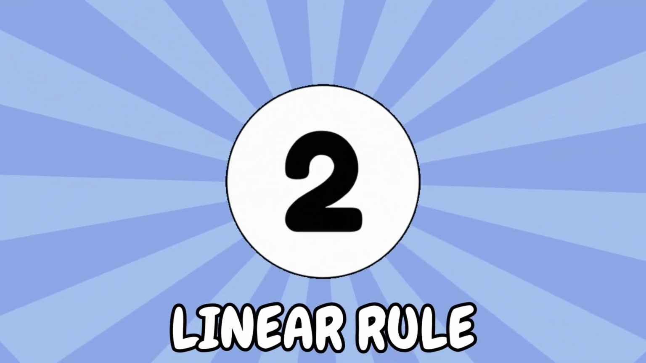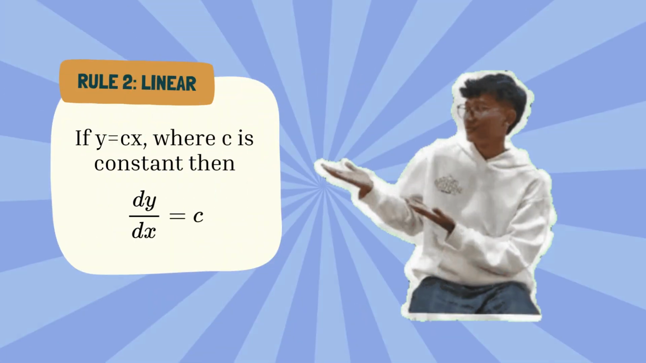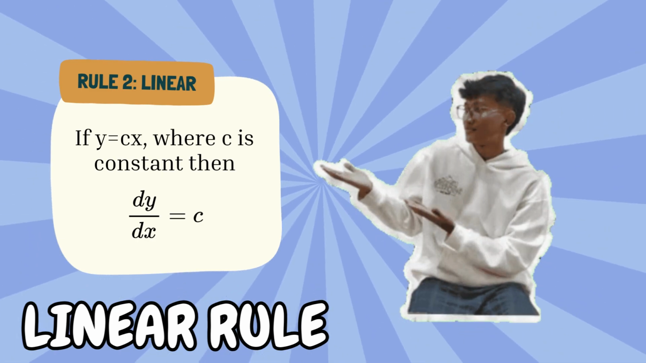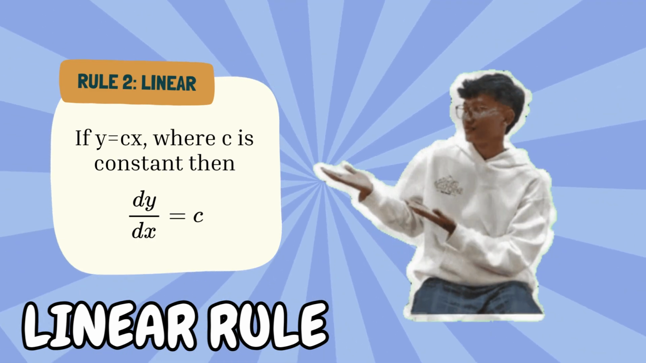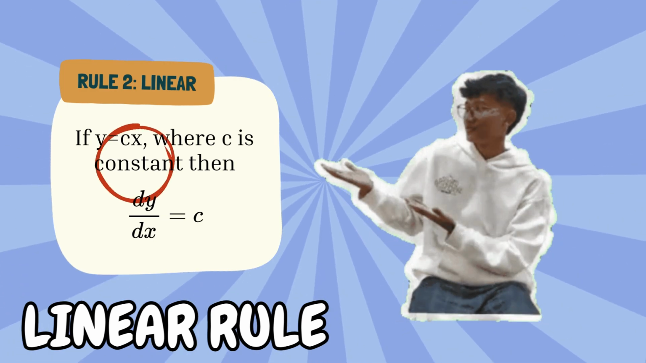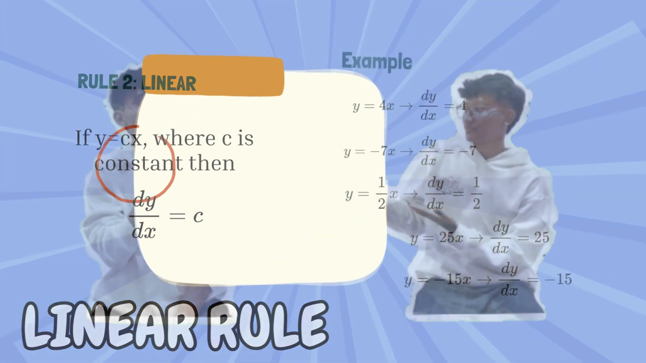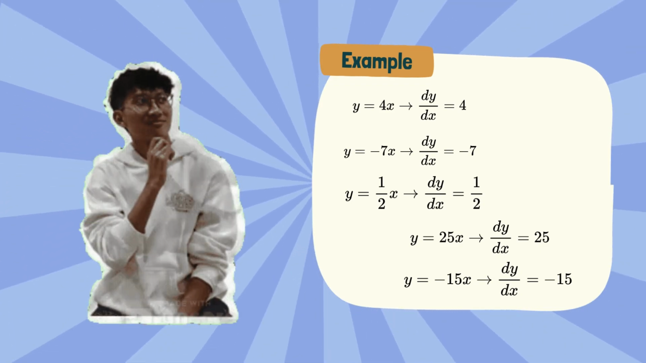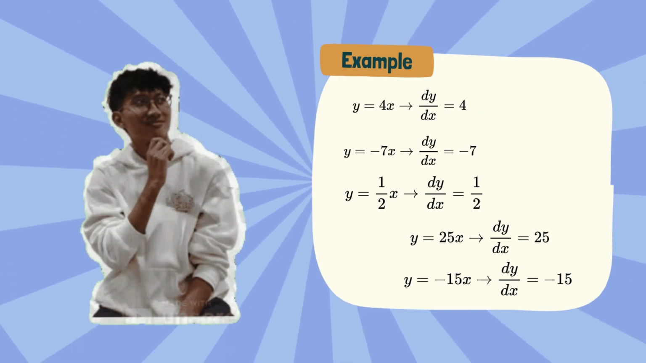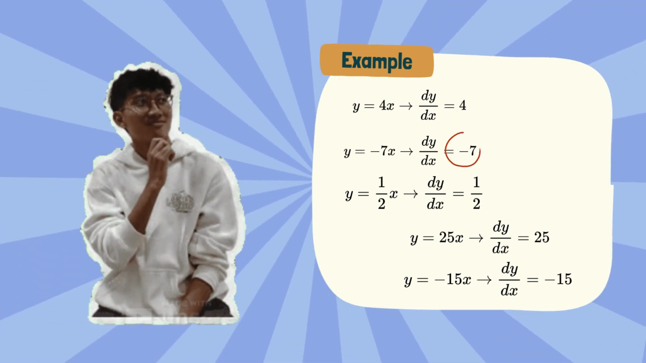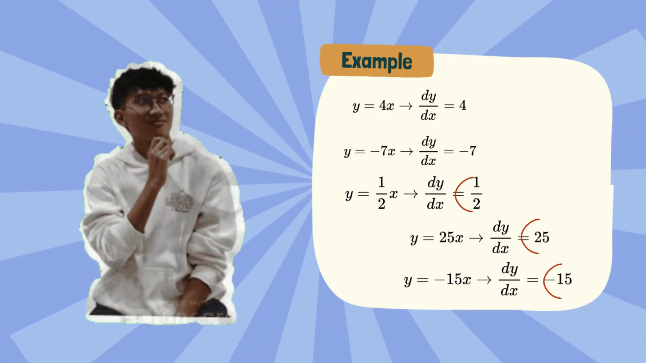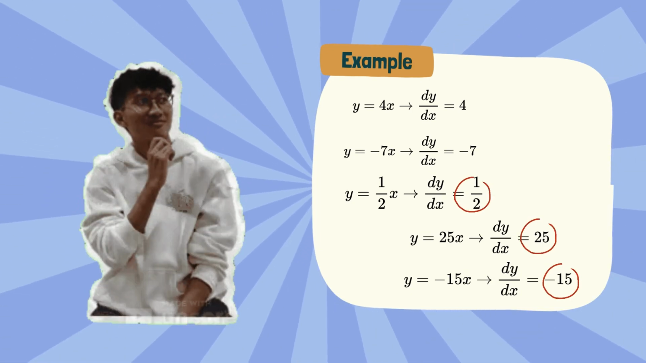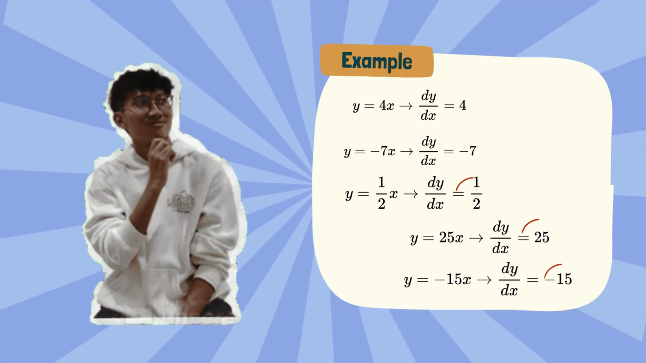Next is rule number 2, which is linear rule. If y equals cx, where c is a constant, then dy over dx is equal to c. It means that when we differentiate linear equations, you will always get the constant back. For examples, when we differentiate 4x, we will get 4. When we differentiate negative 7x, we will get negative 7. And also the same with others. When we differentiate 1 over 2x, 25x and negative 15x, you will get 1 over 2, 25 and negative 15.